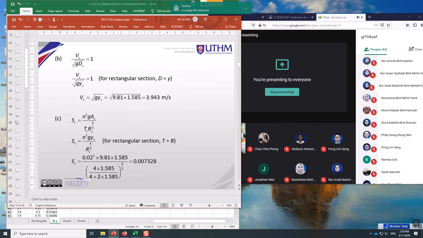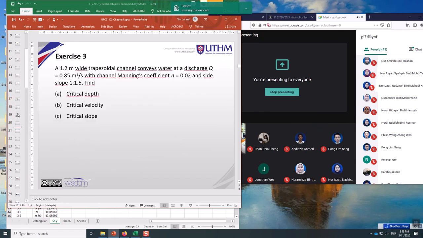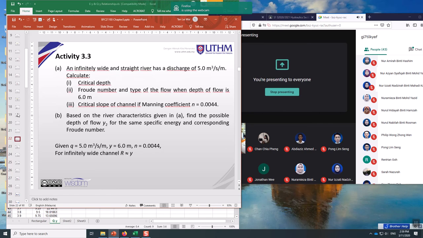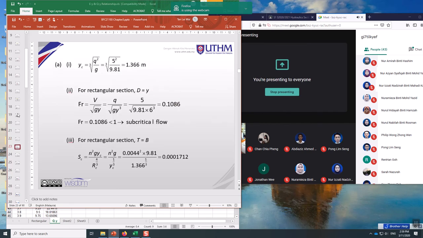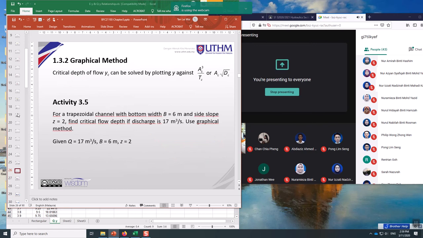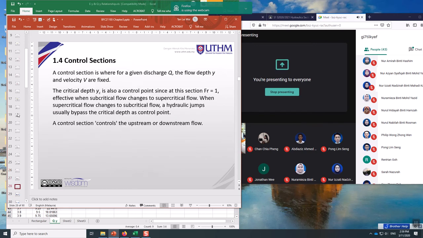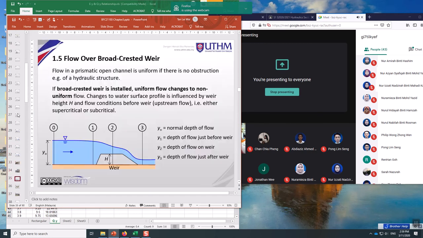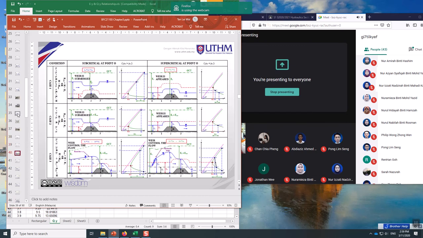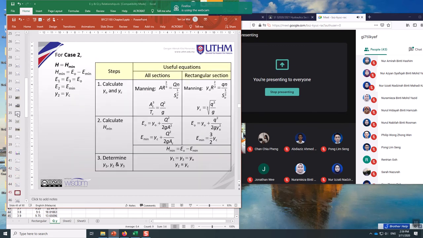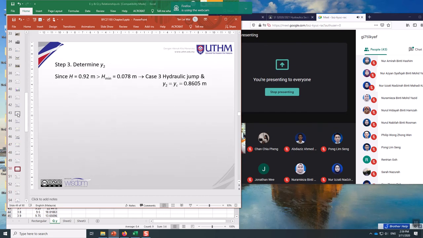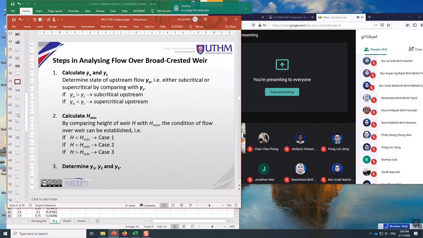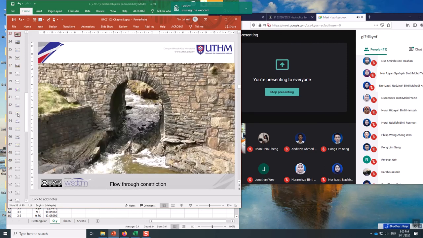So you have a lot of exercises here, try to do them. I'll give you the answer tomorrow, so at least you have tried all this out. Tomorrow we are going to look at section 1.4, control section. It gets more interesting afterwards. If you look at all this, it's very simple, so don't worry about that.